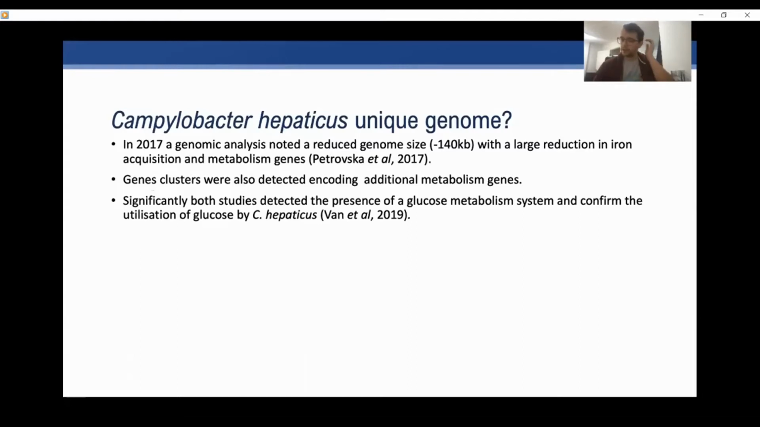But in addition to the loss of genes and gene function, it was also noted that there were genes absent in C. jejuni, such as a cassette of genes involved in glucose metabolism, which are now used to identify C. hepaticus. It was confirmed that these genes were not only there, but also functional during utilization of glucose by C. hepaticus from the environment, which suggests that hepaticus can use alternative carbon sources to C. jejuni to help it survive and grow.